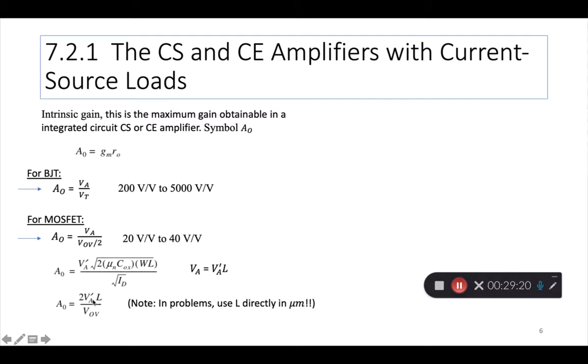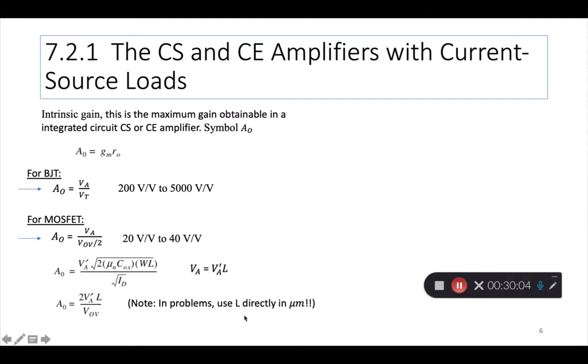So this can be written like this, right? The 2 goes up, the VA becomes VA prime into L. And then there is this in the middle. If you are given the mu n COX value, and if you know ID, even without knowledge of the overdrive voltage, you can still find the intrinsic gain. If you have VOV, great. If not, if you're given ID, you can also find A0, the intrinsic gain.